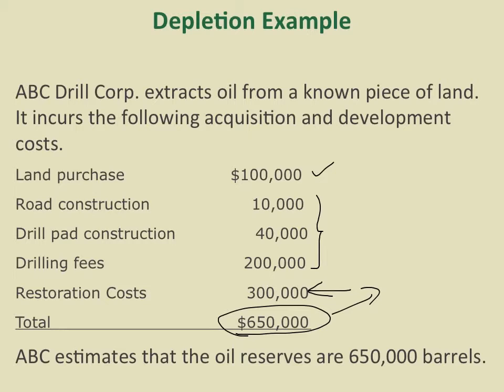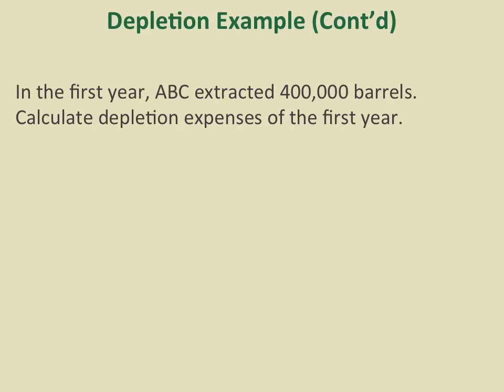This is our total depletion base. And they also estimate that the oil reserves are 650,000 barrels. This is the total number of units available. Based on that information, the next step, we're going to calculate the depletion expenses. In addition, we know that in the first year, ABC extracted 400,000 barrels of oil from this piece of land. The question here is to calculate the depletion expenses of the first year.